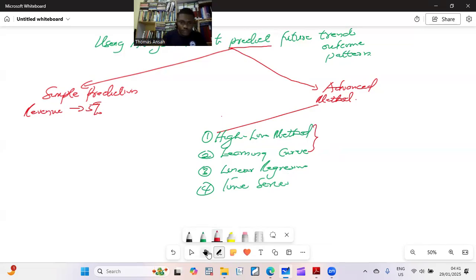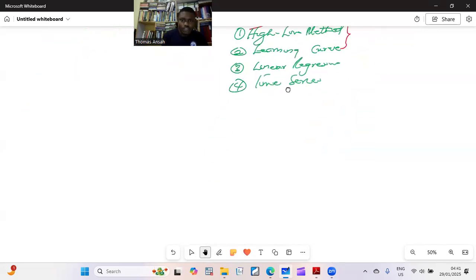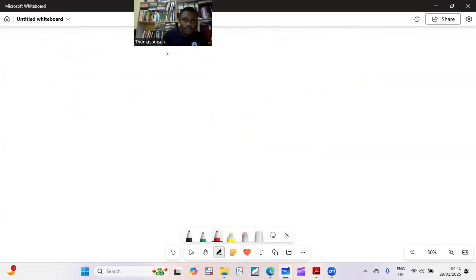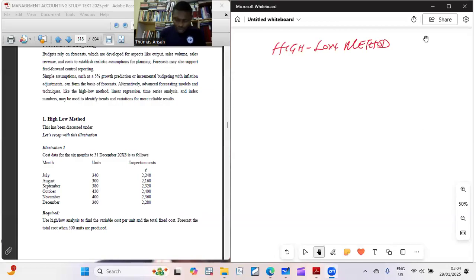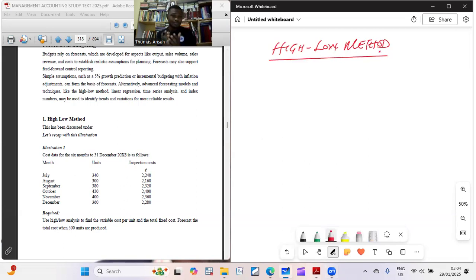All right. So now let's look at the high-low method. This is something that we've done before. So we will rather take an example and work with that. Like I said, let's use this question to refresh our minds on the high-low method.